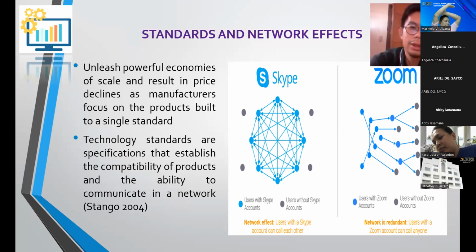So imagine without this standard, each manufacturer would set different platforms that would make computing of any sort far more expensive. So with the standards and network effects, it unleashed powerful economies of scale and resulted in price declines as manufacturers focus on products built to a single standard.